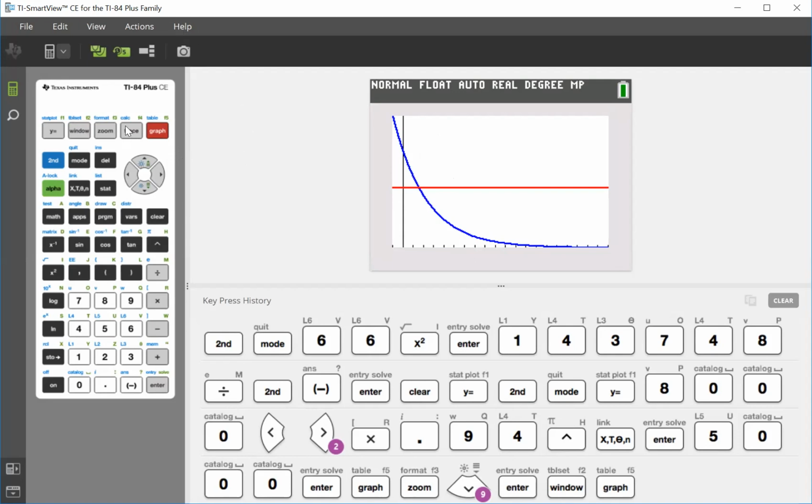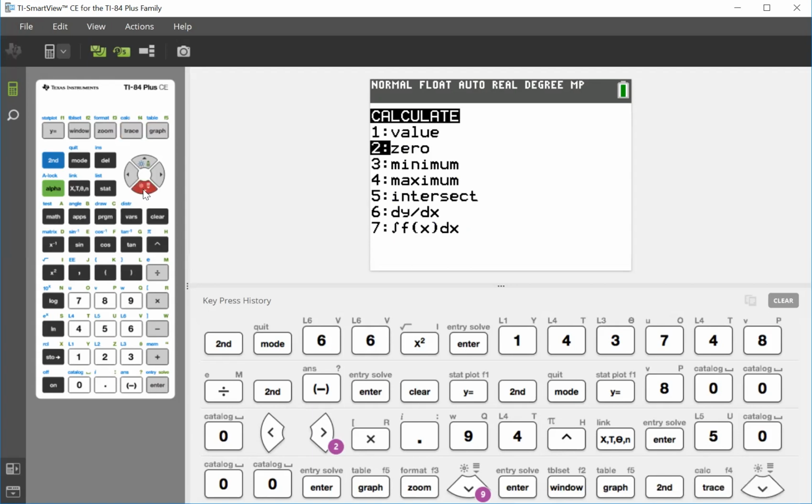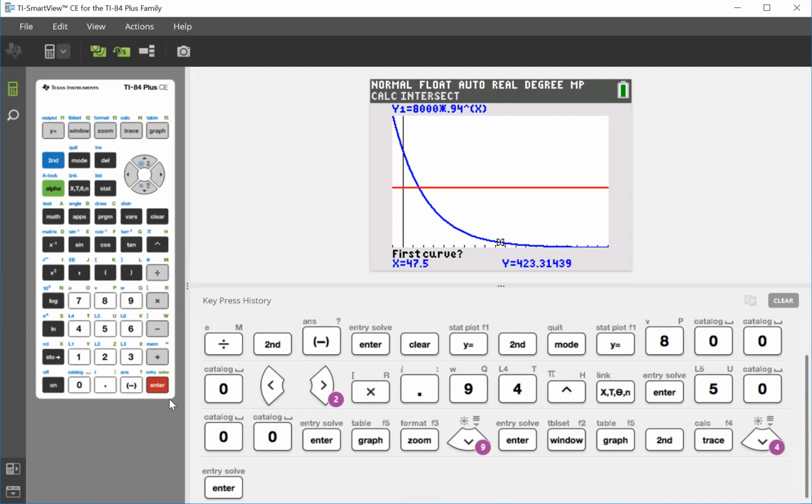Sebastian, sorry. You could find out when that's actually going to hit 5,000 by hitting second and calculate. Remember, we want to find those intersections. And even if you know how to do it by hand already, it's good to be able to do this graphically. So hit enter, enter, and the third value, guess, hit enter one more time.